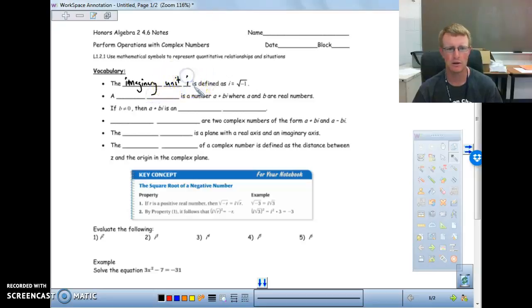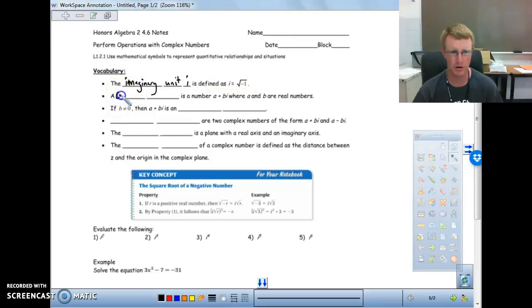i is defined as i equals the square root of -1. From anything that you've done previously, you should know that if you were to try and plug a square root of a negative number into a calculator, it's going to give you an error. What we do is we call that an imaginary number. Anytime there's a negative underneath a square root, that's considered an imaginary number.